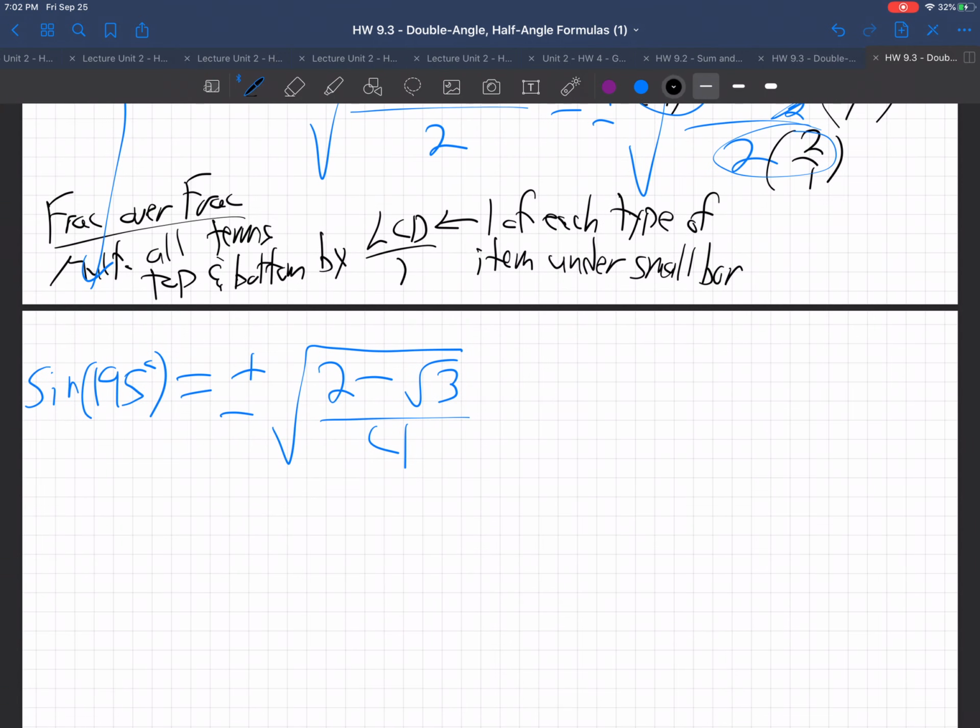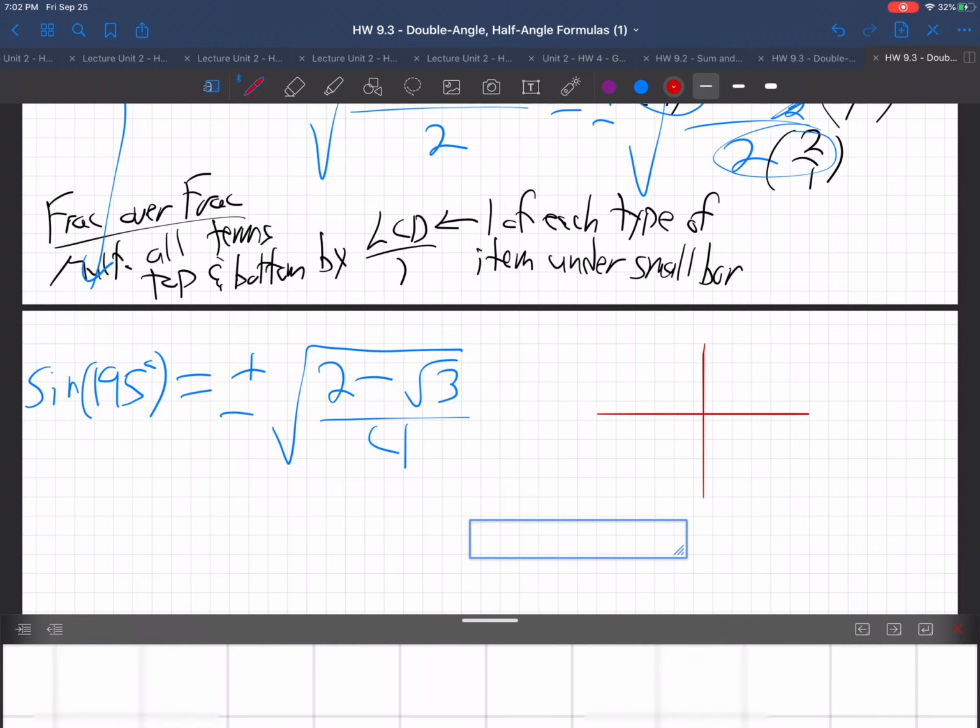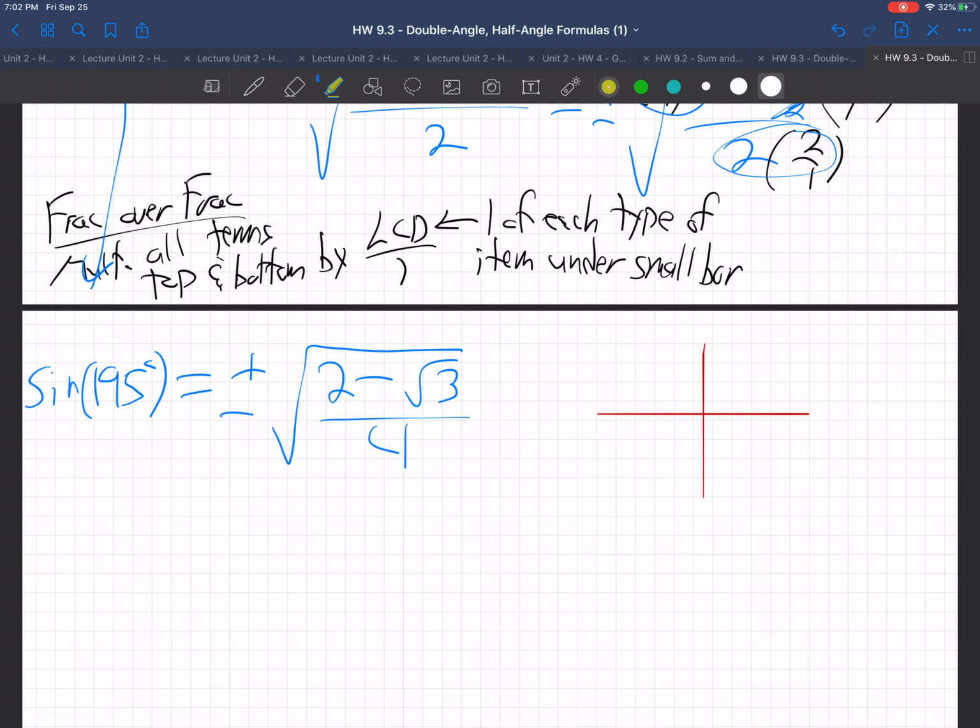Well, it's because it depends which quadrant you're in. Let's draw the little quadrant situation. And remember how this goes. All students take calculus. Remember how the signs are?